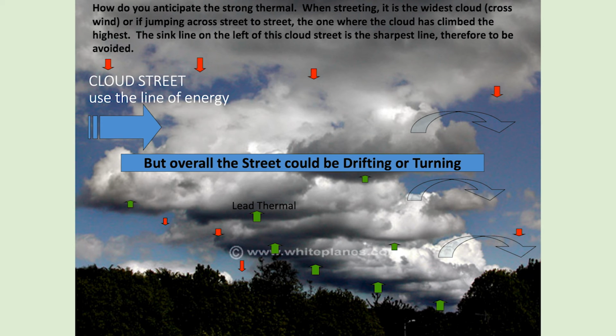And what's it look like? Well, it looks a bit like this then. How do you anticipate the strong thermal? When streeting, it is the widest cloud crosswind, or if jumping across street to street, the one where the cloud has climbed the highest. The sink line on the left of this cloud street is the sharpest line, therefore avoid it. But overall, this street could be drifting and it could be turning.